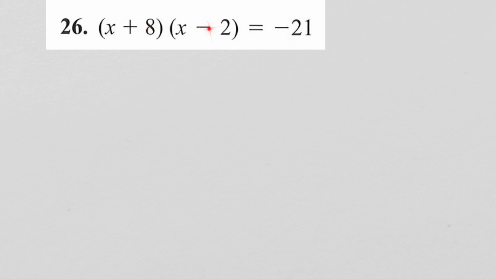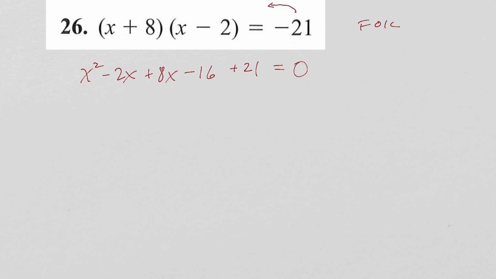Okay, again, if this were equal to 0, it would be a super easy problem. We'd have negative 8 and positive 2 as answers, but it's not, so we're going to FOIL this out and bring this over and refactor. So when I FOIL the left-hand side, the first is x squared, the outer is negative 2x, the inner is a positive 8x, and the last is a negative 16. Now I'll move this over, so I'll get a plus 21, and now it's equal to 0.